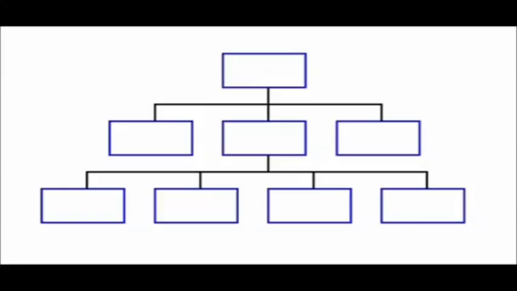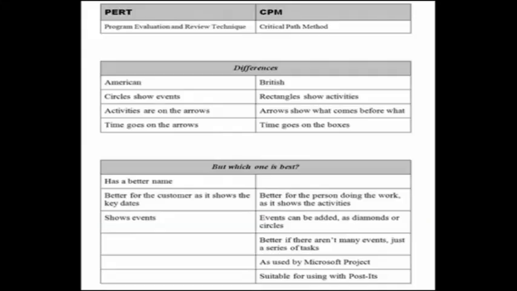By the way, personally, I much prefer CPM. That's what Microsoft Project uses. It's more intuitive, I think. You can use post-it notes to do it in a really easy, convenient way. And also, you always have activities to do, but you don't always have events.